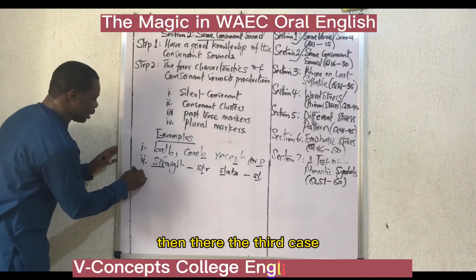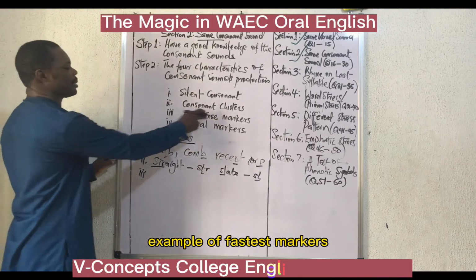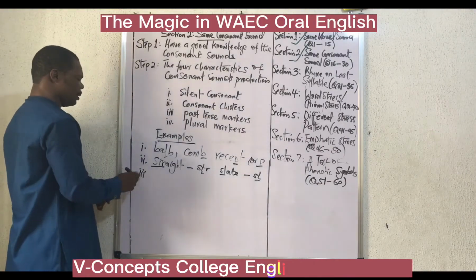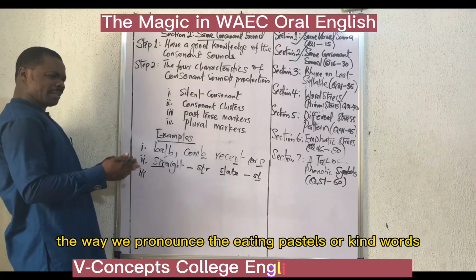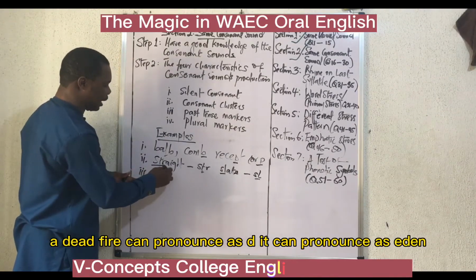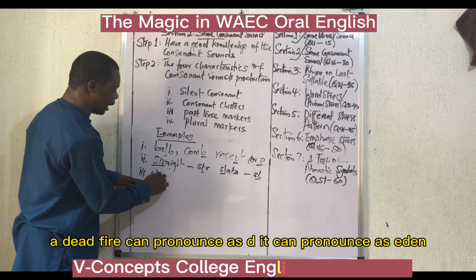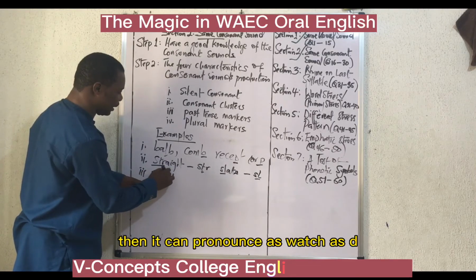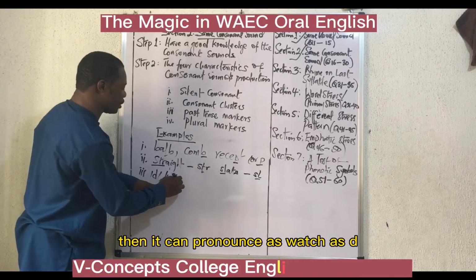Then the third case, examples of past tense markers, are the way we pronounce the ed past tense marker in words. The past tense identifier can be pronounced as d, it can be pronounced as ed, then it can be pronounced as what? As t.